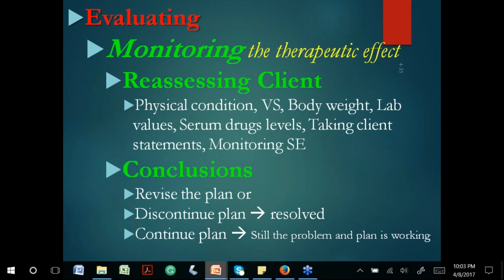The other option is to discontinue the plan. If you discontinue the plan, it's because the patient is not in pain anymore, right? And continue the plan is because probably it needs more time to take effect, or the patient is getting better but needs a little bit more time. So you need to reassess the patient again, do your nursing diagnosis, plan again, the outcomes, the implementation, and go back again. So it's like a cycle again and again.